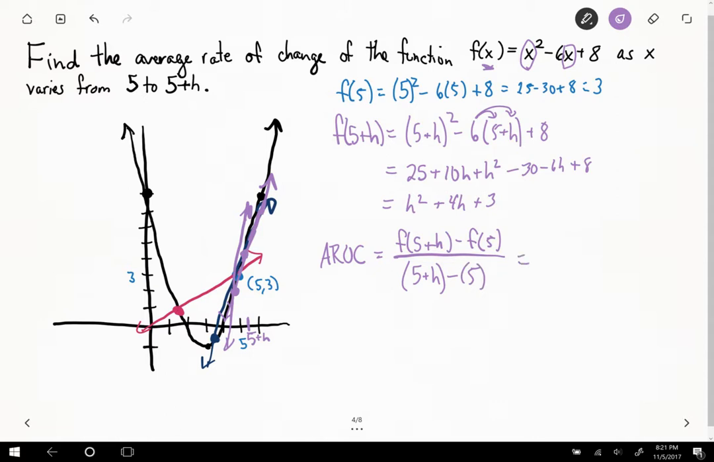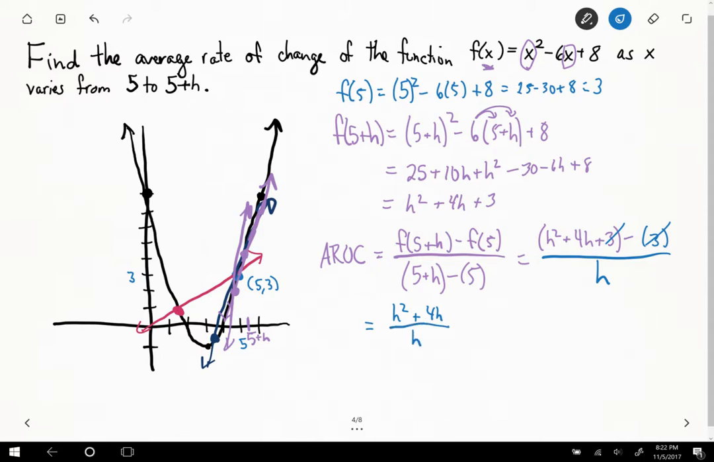So what's f of 5 plus h? Well, we just found that. That's h squared plus 4h plus 3, minus f of 5, which we found was 3, all over 5 plus h minus 5. That just becomes h. So notice what happens. The 3's cancel, and we get an average rate of change of h squared plus 4h all over h.